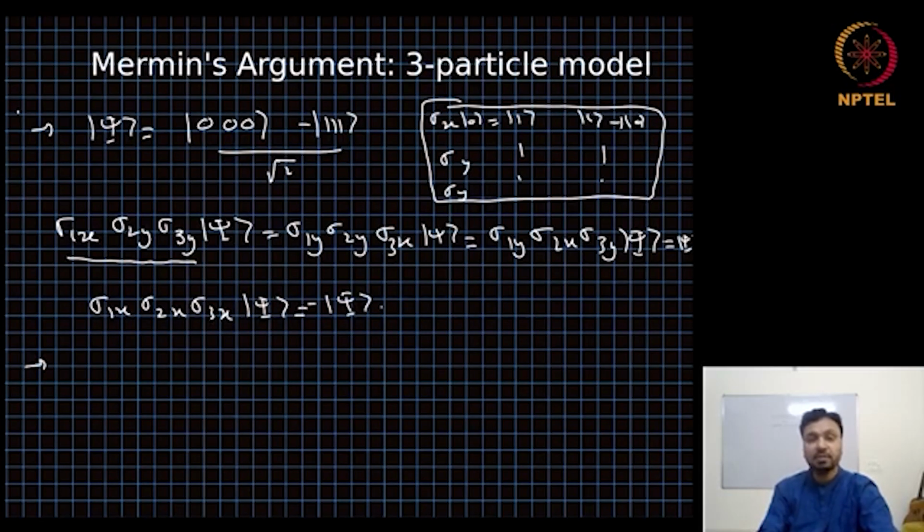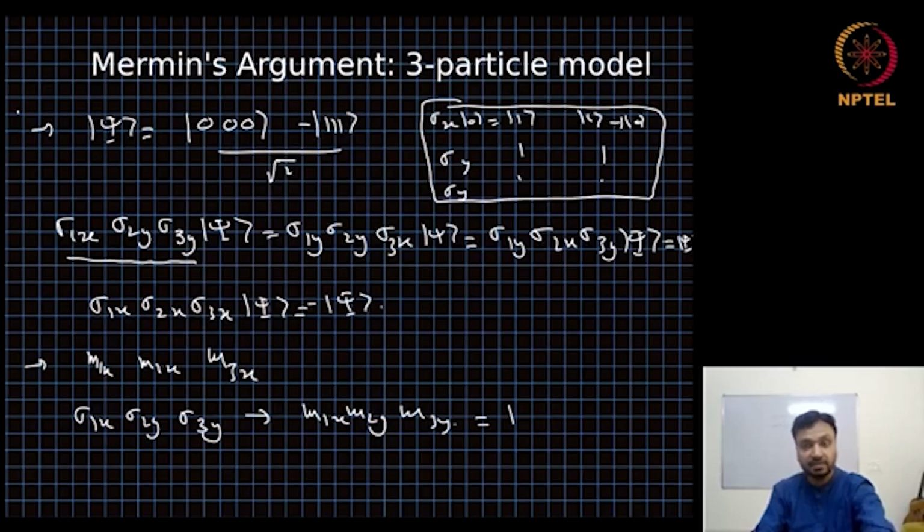Since sigma x, sigma y, sigma z are elements of reality, as was proven from Bohm's argument, let us say when we perform measurement of sigma x on the first, second and third particles, we get m1x, m2x, m3x. Similarly, m1y, m2y, m3y, and m1z, m2z, m3z are the measurement outcomes for the corresponding measurements. So when we perform sigma 1x, sigma 2y, sigma 3y, the outcome is m1x, m2y, m3y. And since we are getting the same state back, the product of the 3 is 1.